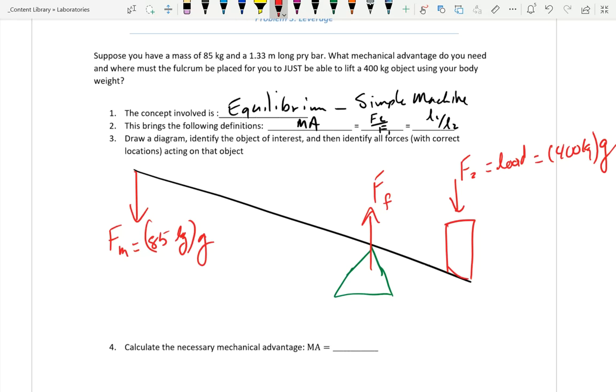There's one more thing here that I need on my figure that I don't have. Distances, I need the distances. So I have the total length, length equals 1.33 meters. And then I'm going to call this distance here x that I'm looking for. So there I've got my figure. Now I can move on.